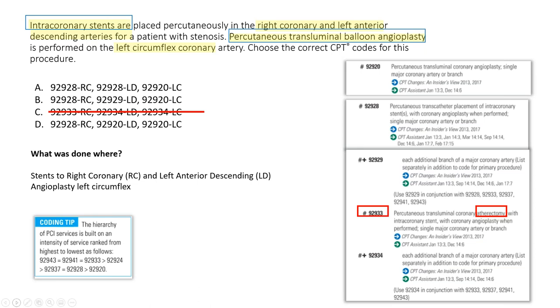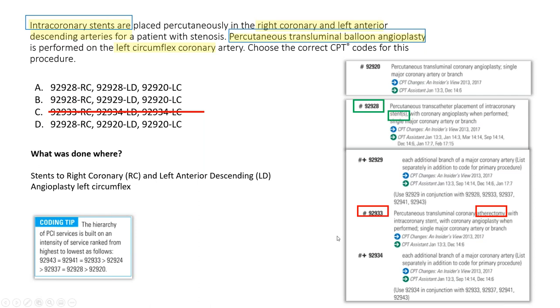Remember, here's your hierarchy. Have that in your book. If you can, put it in the little empty spaces on the coding pages, wherever you need to, so that you make sure you're always sequencing things properly. If you look at the answers and can see that one of the solutions has coded a less complex procedure in front of a more complex procedure, you know you can eliminate that answer because it's wrong.